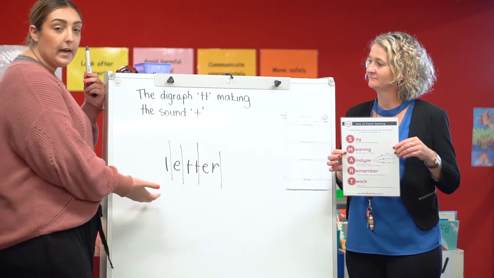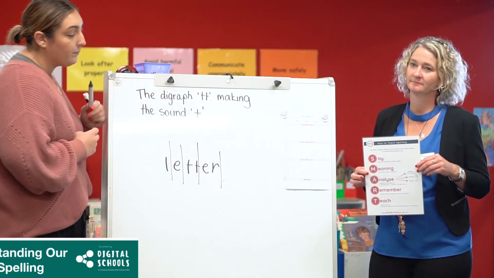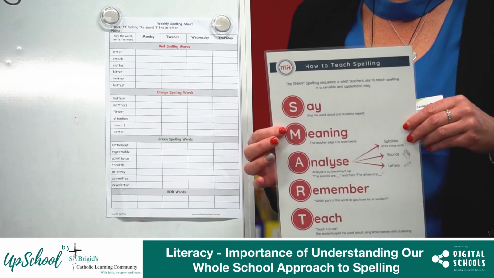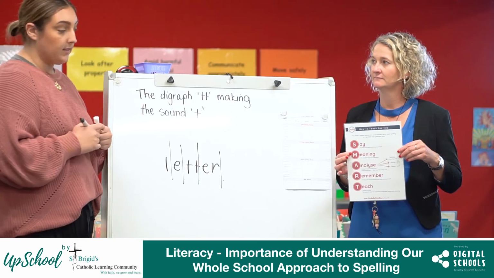So we follow that same process for each of the red words in the list, and then once we get to the orange and the green words, we just do the S and the M, so we say it and we pop it into a sentence.